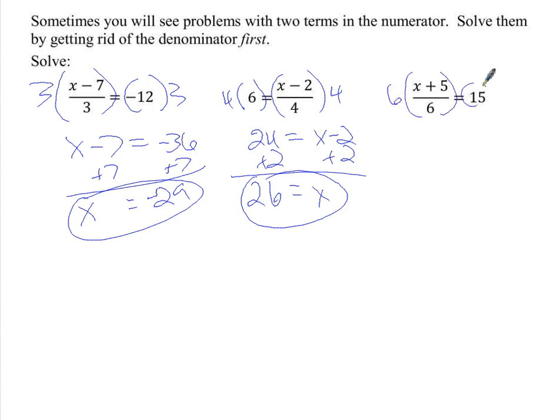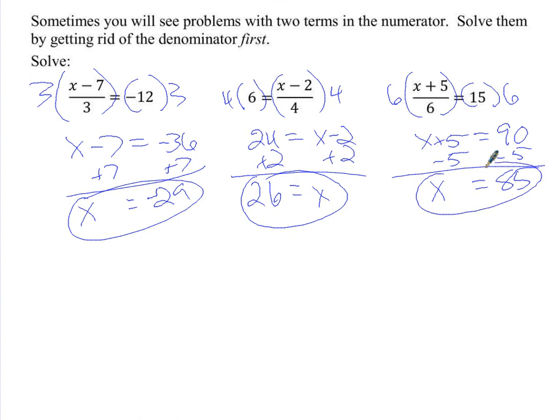Multiply both sides times 6. Okay, on the left, what do we get? We get x plus 5. The 6 divided by 6, our fancy one, they're gone. Equals 90. 15 times 6 is 90. Now what? Subtract 5 from both sides. So I get x on the left equals 85 on the right. What should we do? Check it. 85 plus 5 is 90 divided by 6. Hopefully it's still 15. So that is the correct answer.